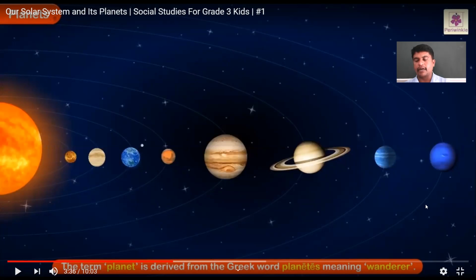Which are they? Mercury, Venus, Earth, and Mars are called inner planets, as they are very close to the sun. These planets are very close to the sun, so they are called inner planets. Which are they? I repeat: Mercury, Venus, Earth, and Mars are called inner planets. Am I right? Now Jupiter, Saturn, Uranus, and Neptune are called outer planets.